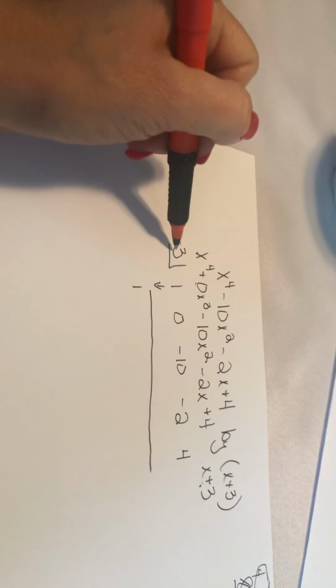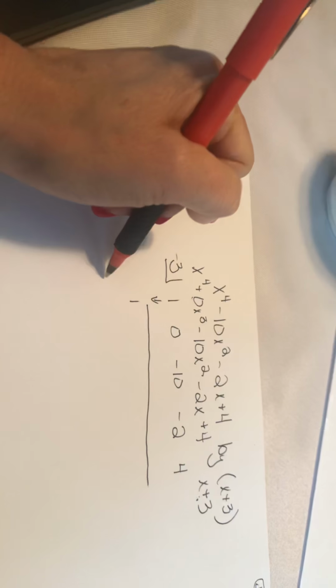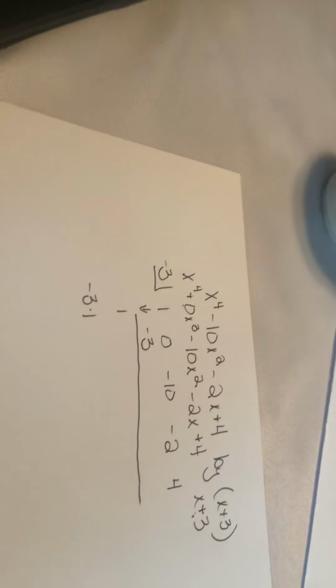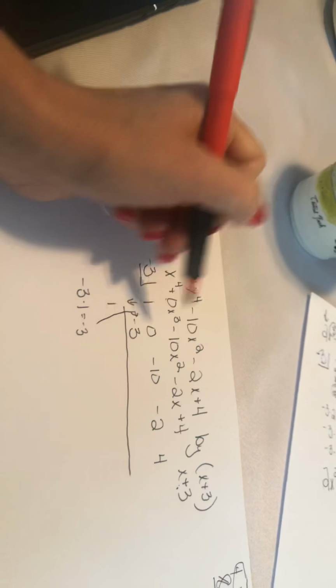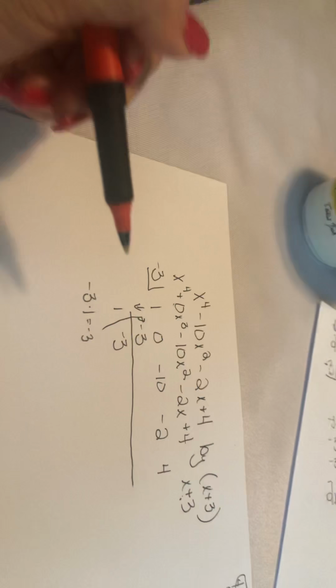And then what we're going to do is take this negative 3 and multiply it by 1. So it's going to be negative 3 times 1, so that will equal negative 3. Then we're going to put it up here. And we're just going to say, okay, 0 minus 3, negative 3.